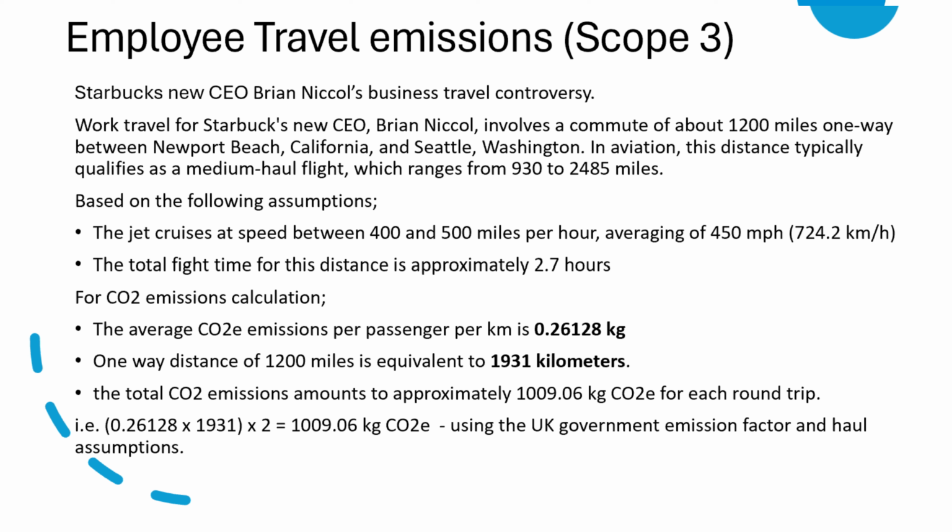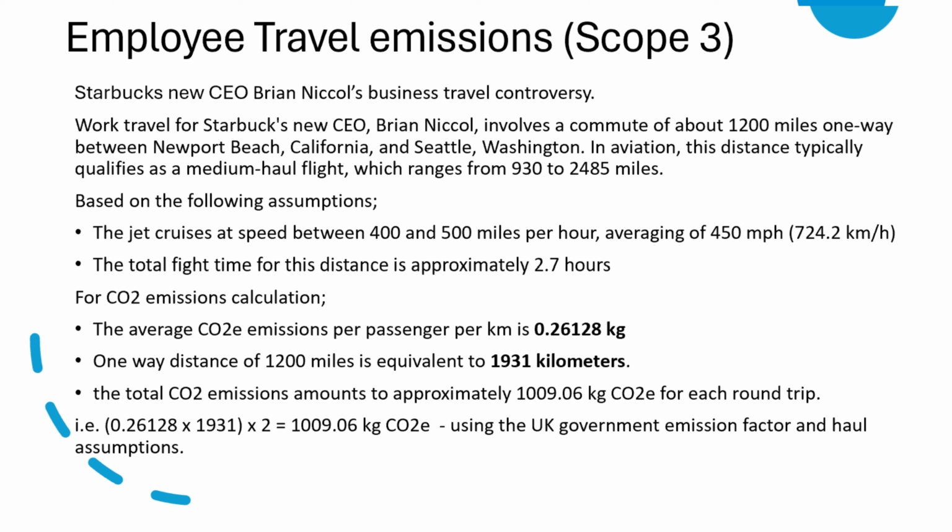Also, another assumption is that we are using the UK government's emission factor and their whole classification. So for the CO2 emissions from these guys' travel, the average CO2 emissions per passenger per kilometer, according to the UK government's emissions factor, is 0.26128 kg. One-way distance of 1,200 miles is equivalent to 1,931 kilometers.